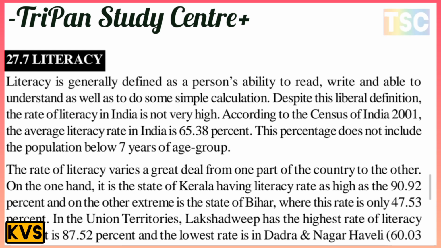The rate of literacy varies a great deal from one part of the country to the other. The state of Kerala has a literacy rate as high as 90.92%, whereas in the state of Bihar the rate is only 47.53%. These are the highest and the lowest: the highest is Kerala and the lowest literacy rate is Bihar.